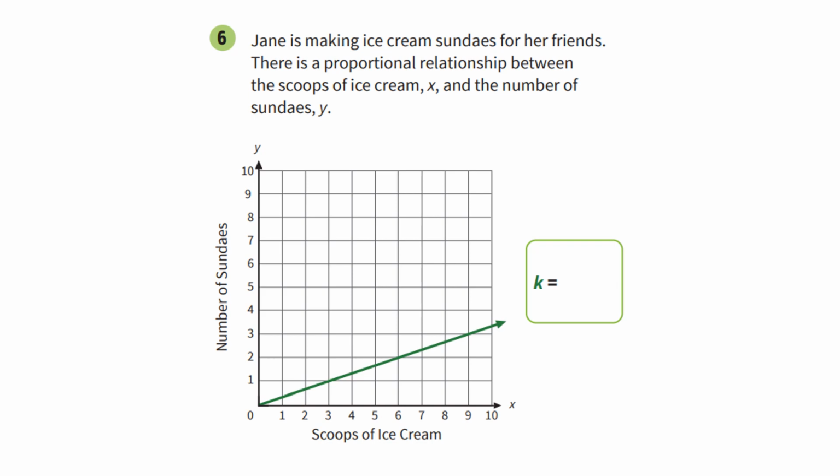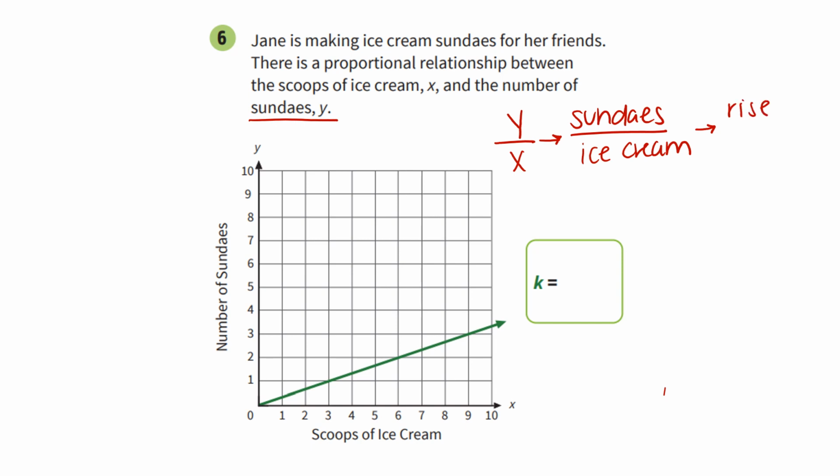Eating ice cream sundaes for her friends, there's a proportional relationship between the number of ice cream scoops, x, and the number of sundaes, y. So again, y is our number of sundaes, whereas x is the number of ice cream scoops. And it's going to be reflective of our rise over run fraction. So plotting the points that we can see clearly, we can make 1 sundae with 3 scoops of ice cream, 1 sundae for 3 scoops of ice cream, 1 sundae for 3 scoops of ice cream.